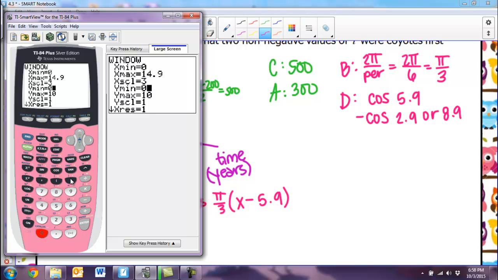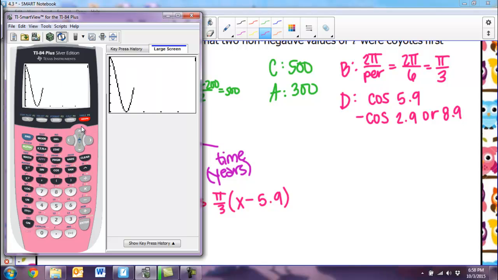I'll make it 3 just because. My y min, they never went negative. And then my y max, it would be 800, or you could make this one 200 if it makes you feel better. Then let's make my scale 100. I think this is the hardest part about doing this, trying to figure out what your window should be. Here's my beautiful graph of coyotes. Cool, great. And then again, I care when x is 7.